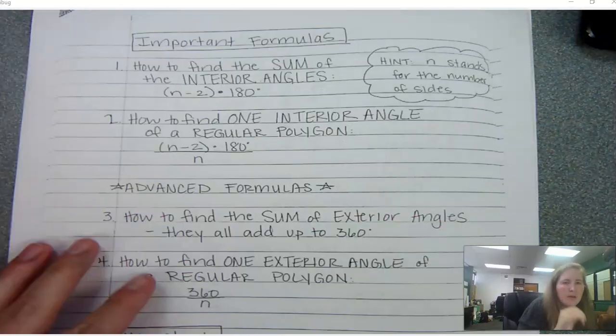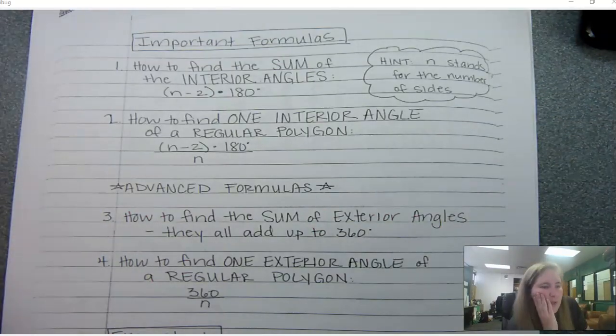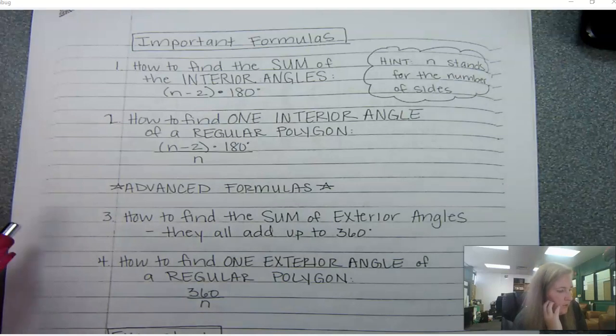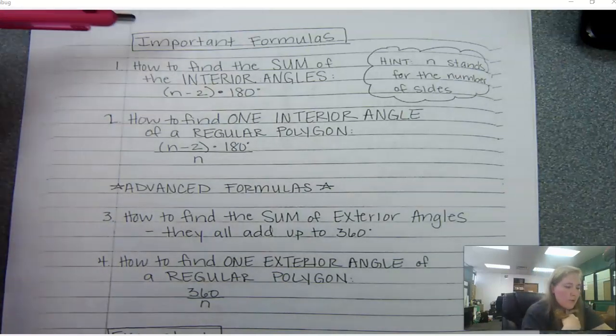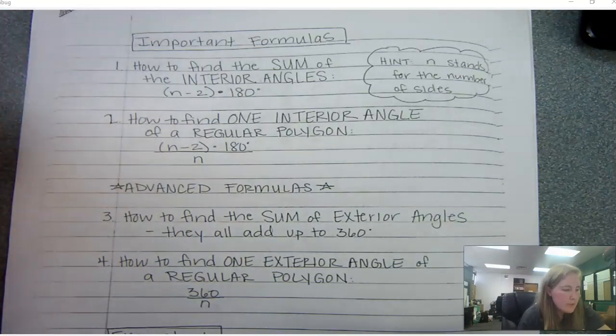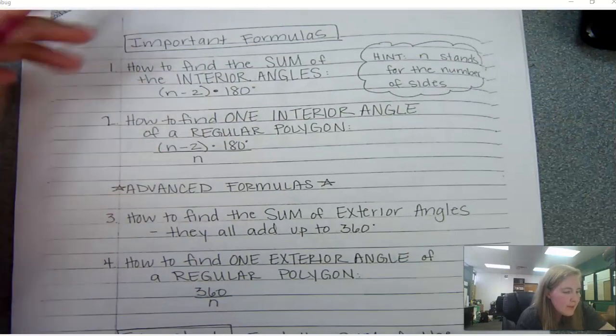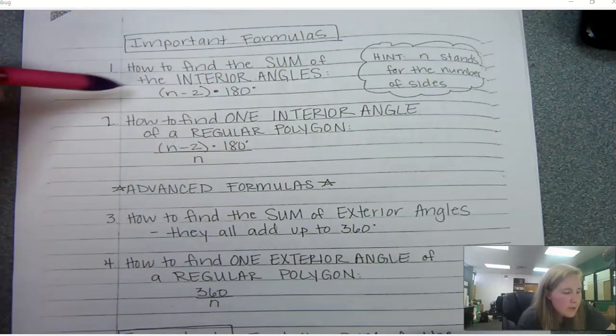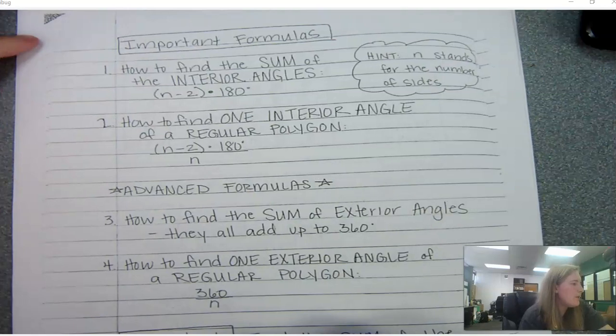We're going to go to the next. All right, so there are some important formulas you need to know. There are 4 total formulas. 2 of them are advanced formulas, but we are going to start off by talking about this one.